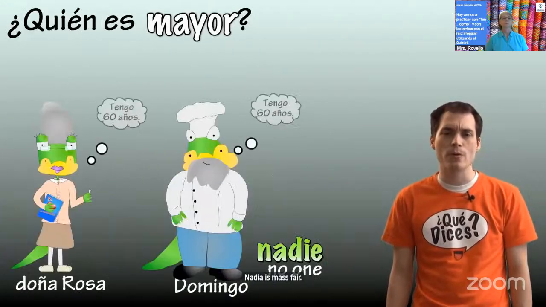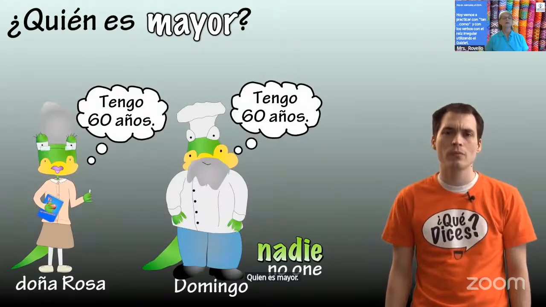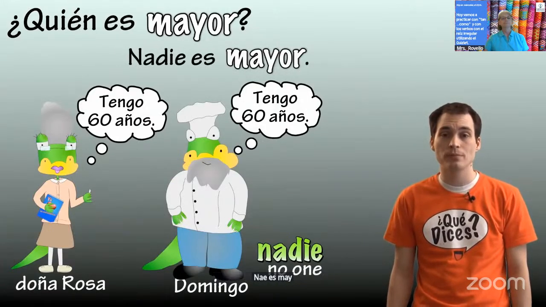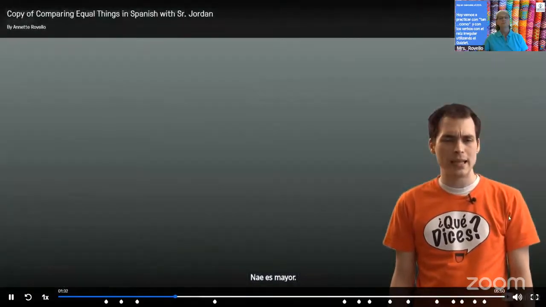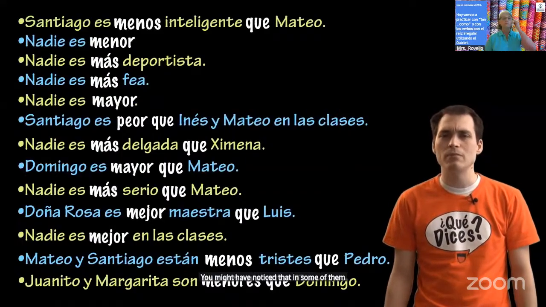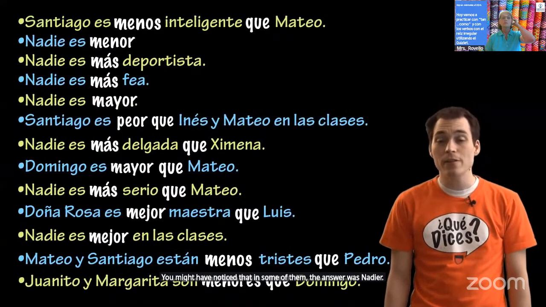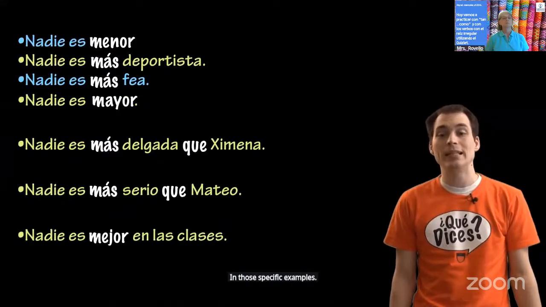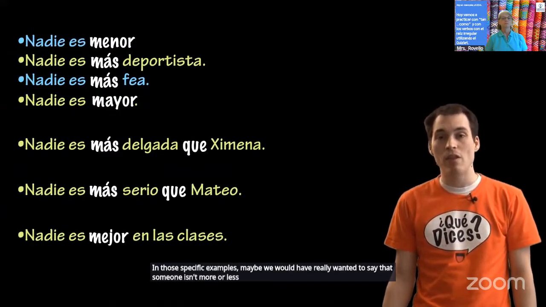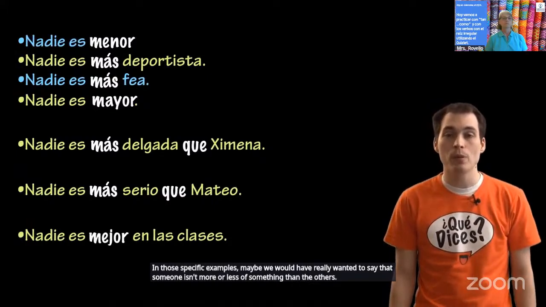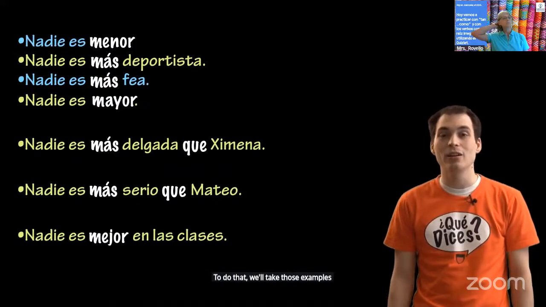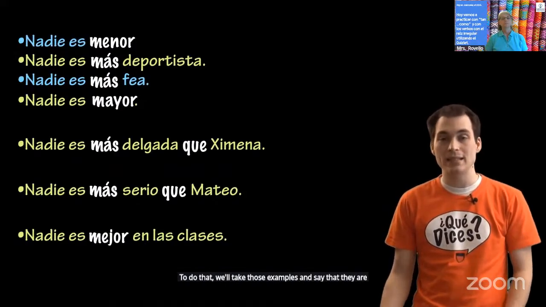¿Quién es mayor? Who is older? Nadie es mayor. Let's look at those sentences again. You might have noticed that in some of them the answer was nadie. In those specific examples, maybe we would have really wanted to say that someone isn't more or less of something than the others, but rather they are the same or similar. To do that, we'll take those examples and say that they are as blank as the other.